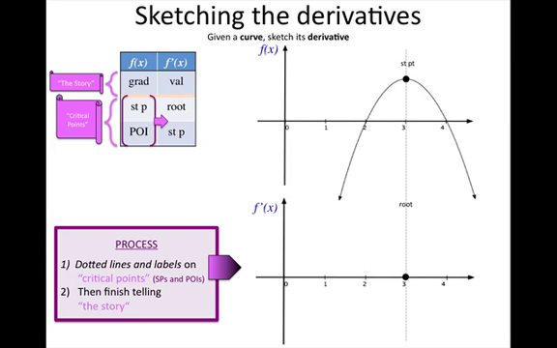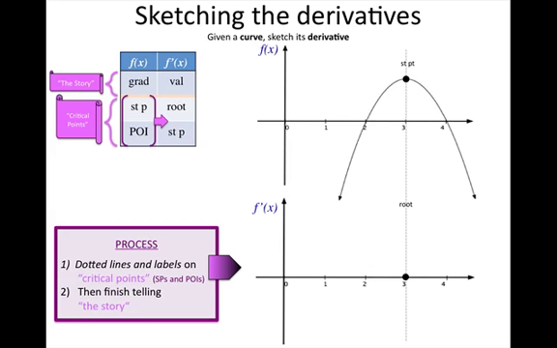Now we look, are there any points of inflection? Well, you look at that little parabola on the f of x and you'll see there's no points of inflection. It doesn't change concavity, it's concaving down the whole time. Which means there'll be no stationary points on the f dash x curve, based on our cheat sheet.